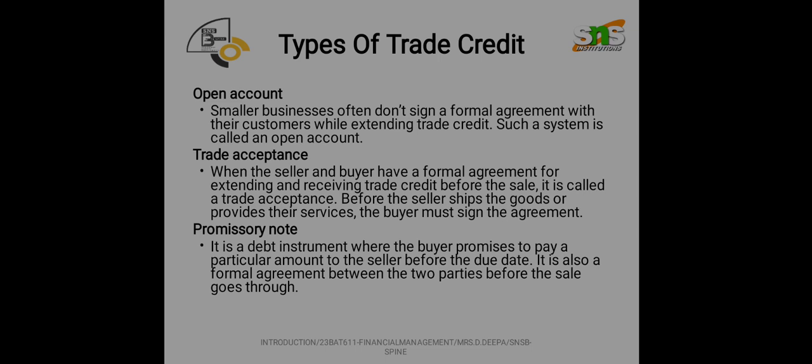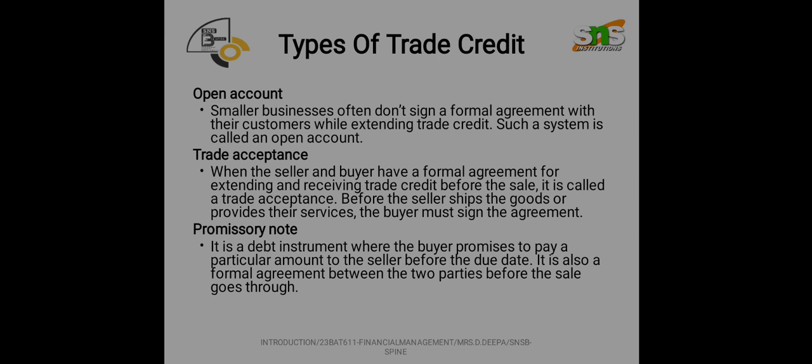The major types are open account, trade acceptance, and promissory note. Open account is something that all small businesses come under, where the buyer or the seller will not sign any formal agreements. Without signing documents, the trade credit process happens, and that is why it is called an open account. All small businesses will be doing this.